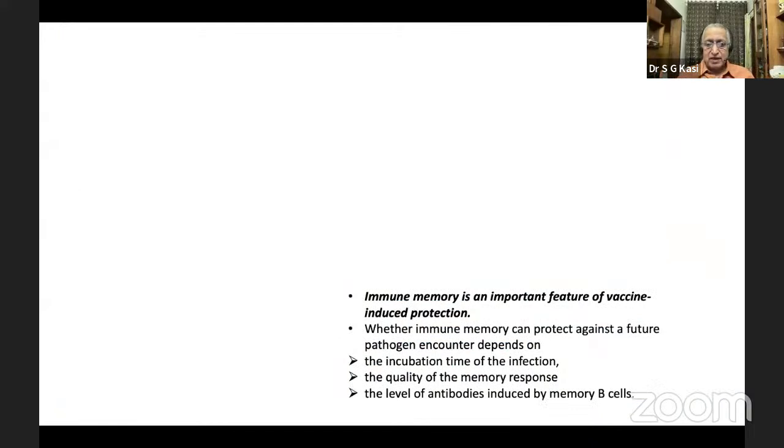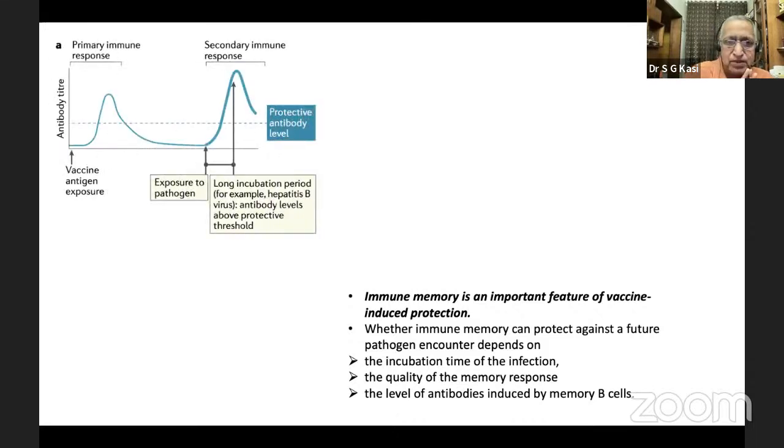Now, we must remember that immune memory, as I said, is the most important aspect of any vaccine. And this immune memory depends upon what is the incubation period of the infection, what is the quality of the memory cell response, and finally, what is the level of antibodies. I will give you some examples now.